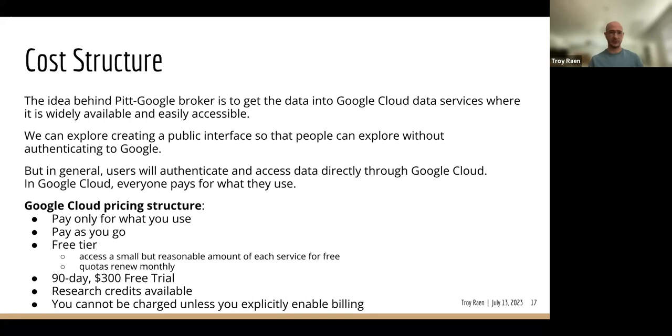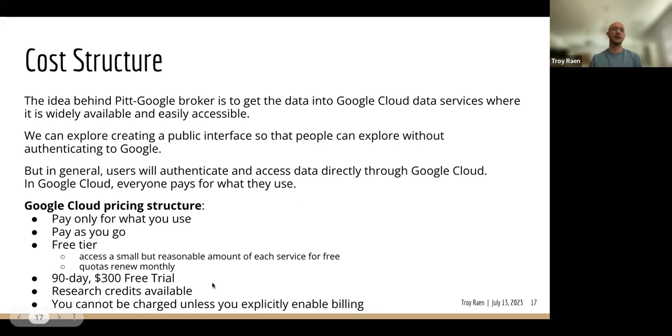So that means that everyone's subject to Google Cloud's pricing structure, which is that everyone pays for what they use. So you only pay for what you use. No contracts, no pay ahead, just pay as you go for exactly what you're using. There is an ongoing free tier access. So each service has basically some small but reasonable quota that you can get for free. And then there's a couple of ways that you can get kind of one-time or maybe two-time credits.